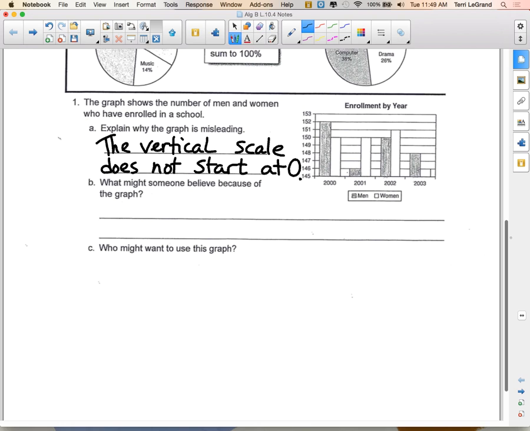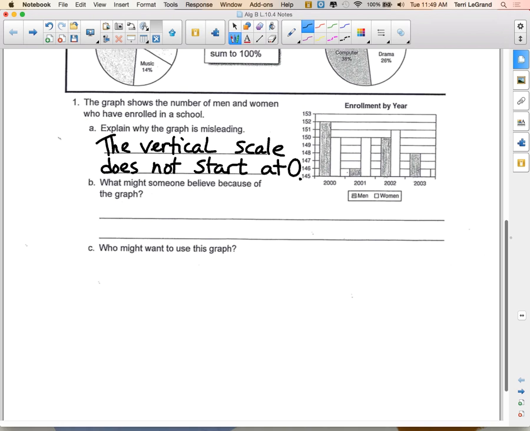How about the vertical axis then? Even though it doesn't start at 0, is it at least going by equal intervals? Because maybe they might throw that in there too. What's the scale that they are using on the vertical axis? Ones, right? It's going up one at a time. So it does have an equal interval vertical scale. The only problem with this one appears to be that the vertical scale does not start at 0.